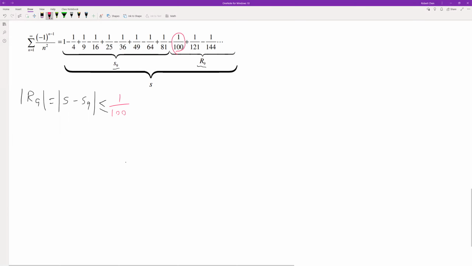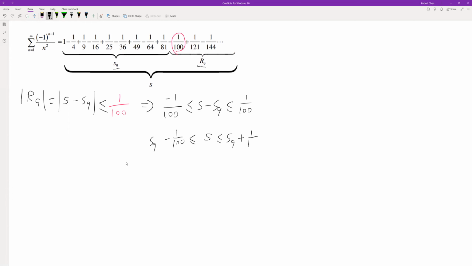Now from this, we can say that negative 1/100 is less than or equal to S minus S9, less than or equal to 1/100, by solving the absolute value inequality. And then when we solve this, we get that S9 minus 1/100 is less than or equal to S, less than or equal to S9 plus 1/100. So the actual sum is going to be between these two things.